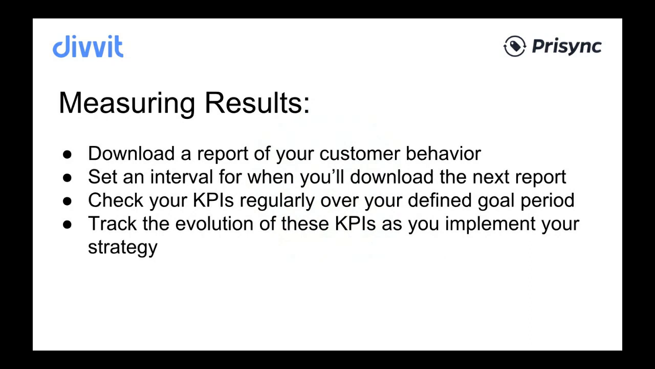Weekly gives you enough time to accumulate enough data that you can actually track and measure, but it's quick enough that you can shift your strategy if things aren't going well, or if things aren't growing quite as fast as you'd like them to. And finally, track the evolution of these KPIs as you implement your strategy. That way you can be reactive. So if things aren't going well, you can react and you can change things up.